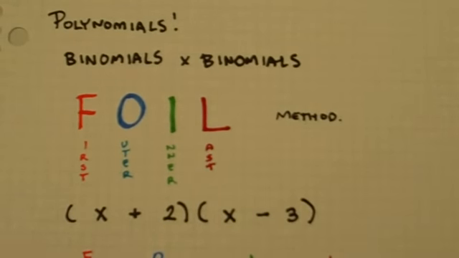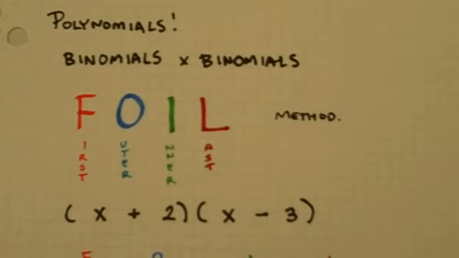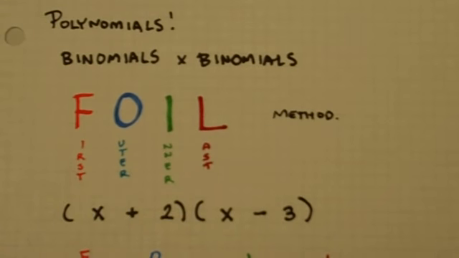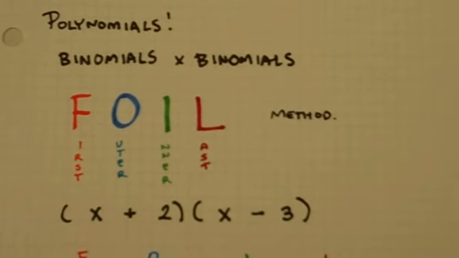Today we're doing binomials times binomials, and we're talking specifically about the FOIL method. The FOIL method is a very, very famous method for multiplying binomials times binomials. I'm sure if you ask your parents, they'll probably remember hearing about the FOIL method from a long time ago when they had algebra.